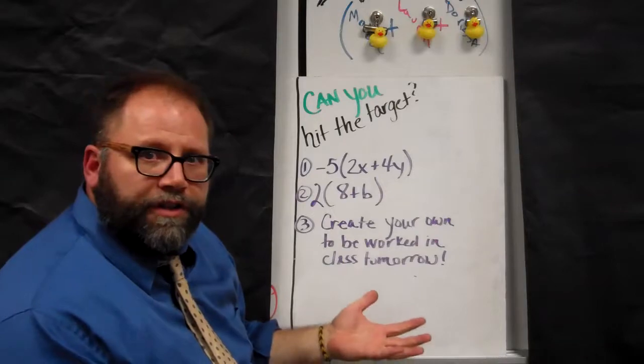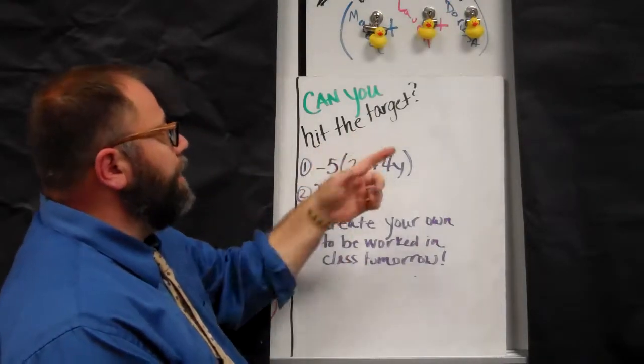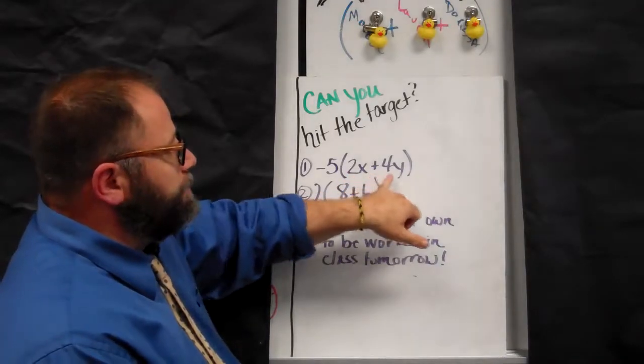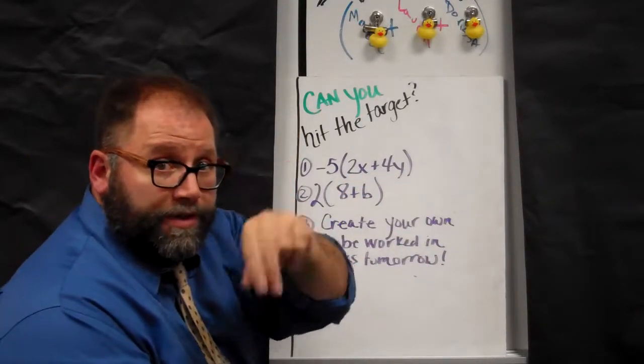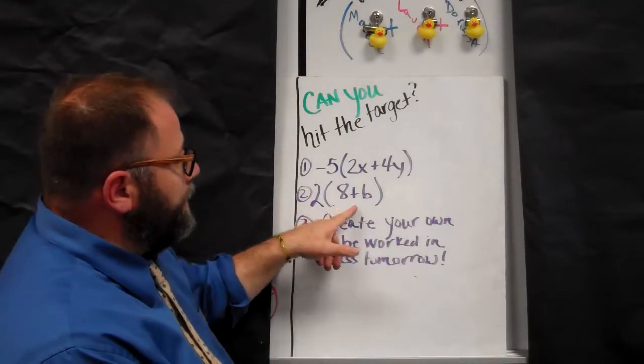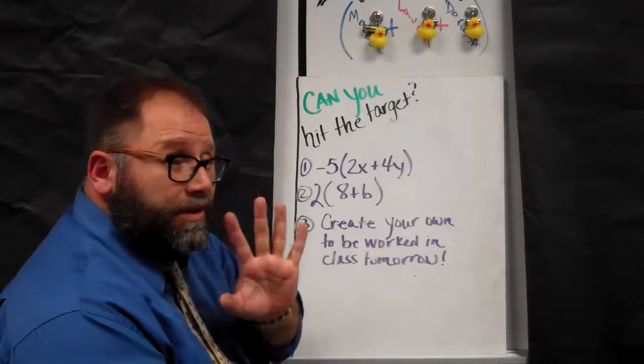So here we are. We're already at the target. Can you hit the target? Can you distribute this? -5 times the quantity, 2x plus 4y. There are 2 variables in that, so be wary of that. And then 2 times the quantity, 8 plus b. I'm thinking that one's a little easier.